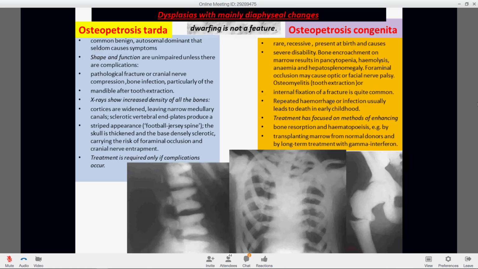Foraminal occlusion may cause optic or facial nerve palsy. Osteomyelitis, where tooth extraction or internal fixation of a fracture is quite common. Repeated hemorrhage or infection usually lead to death in early childhood. Treatment has been focused on methods of enhancing bone resorption and hematopoiesis by transplanting bone marrow from a normal donor and long-time treatment with gamma interferon.